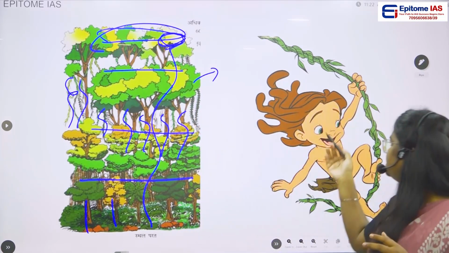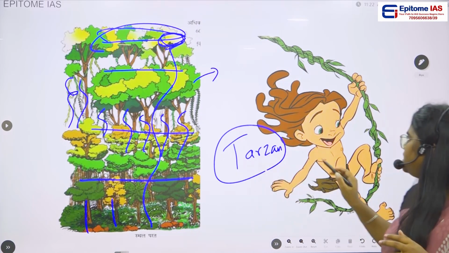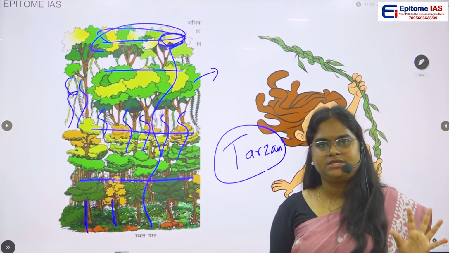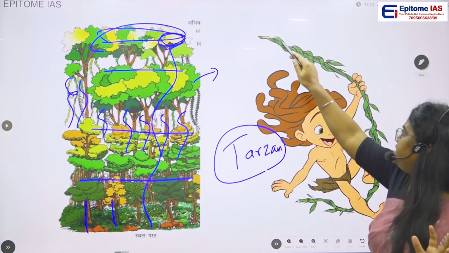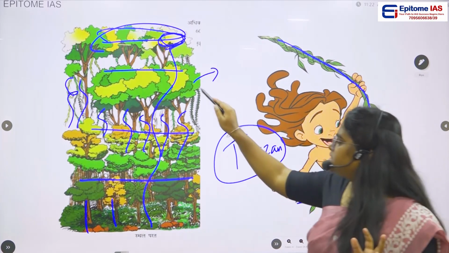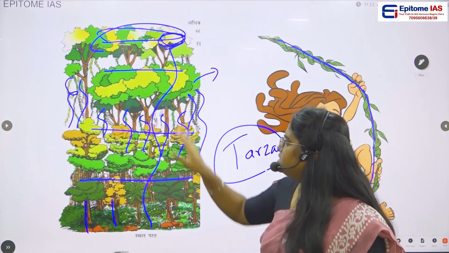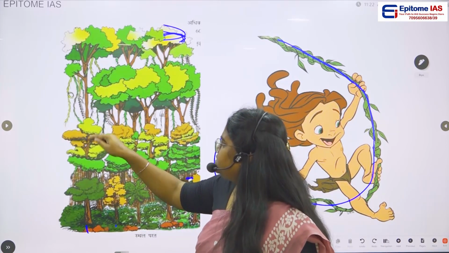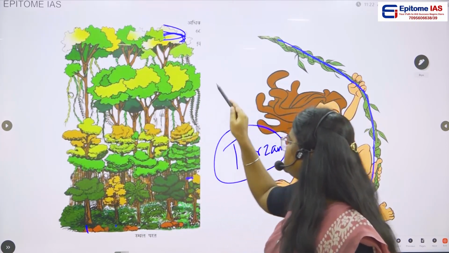And if you see this Tarzan, he swings from one tree to another tree by the use of these epiphytes. These are epiphytes. So it is present in the tropical rainforest. You can see that in this picture. So these are the epiphytes.